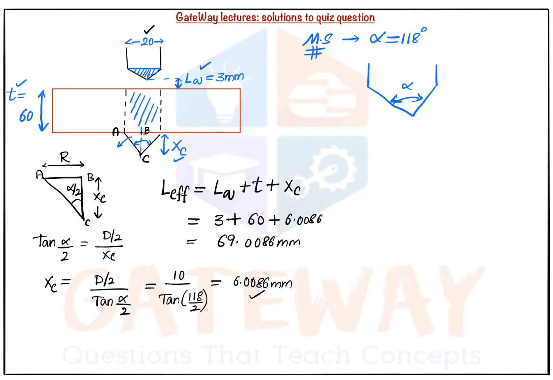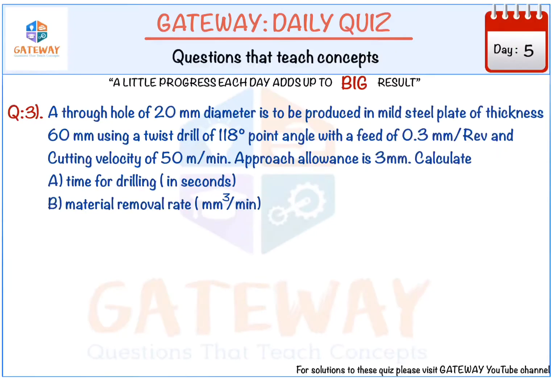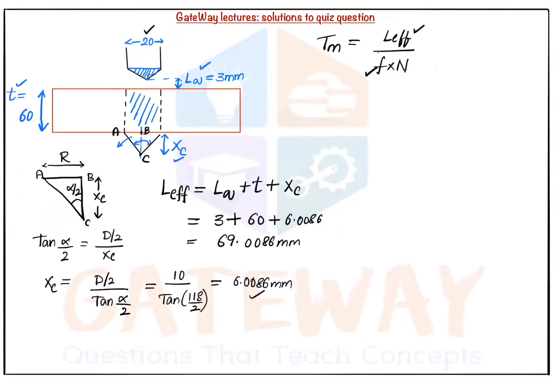Now we need to calculate the machining time for the drilling operation. So T machining is L effective upon feed into RPM. L effective was known, and the feed was given in the question, 0.3 mm per revolution, but N was not given. How can we get the value of N? In the question, cutting velocity of 50 meter per minute was given.